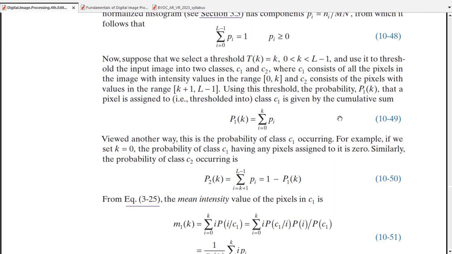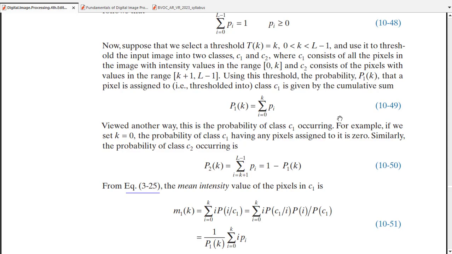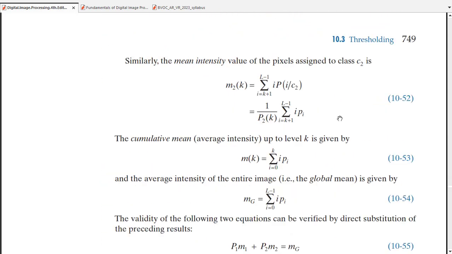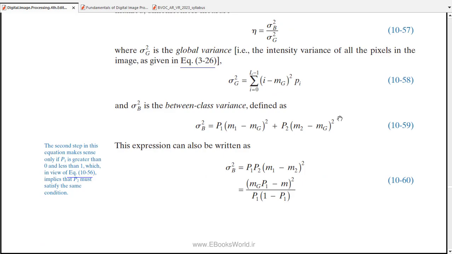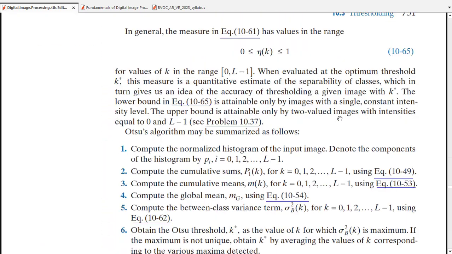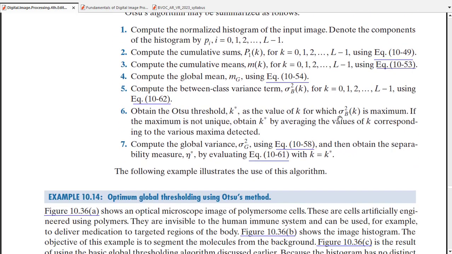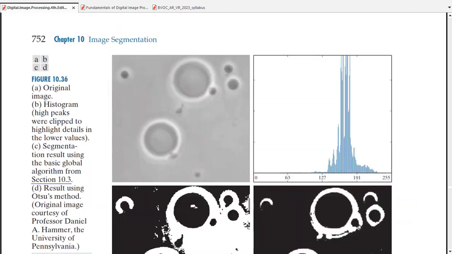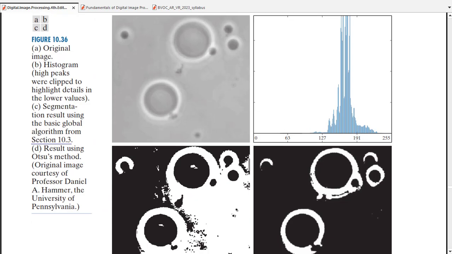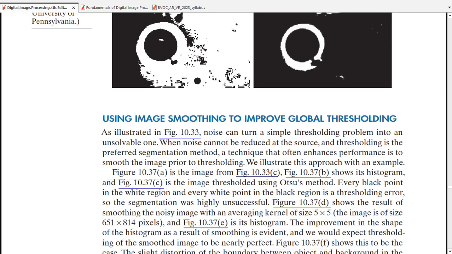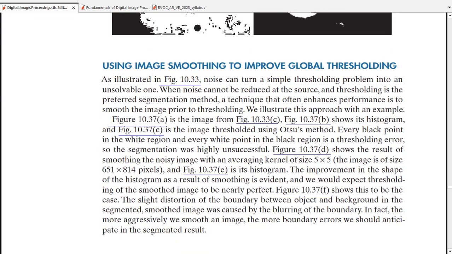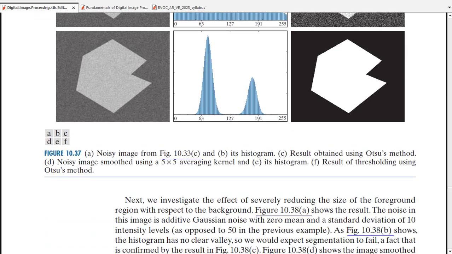In this case, you get many mean intensity values, and the equations support multi-threshold approaches. This is our algorithm, performed in many edge detection applications. So use smoothing to improve global thresholding issues.